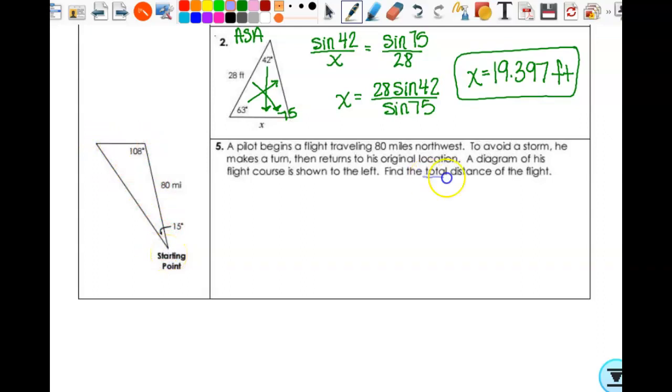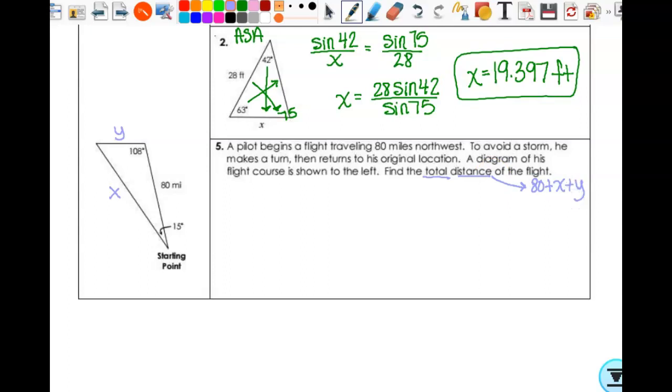It says find the total distance, which means I know this is 80. I need to find these 2. I'm going to call this x and this y. Okay? Which means in the end, I'm going to have to add all those up, so that's going to become 80 plus x plus y.